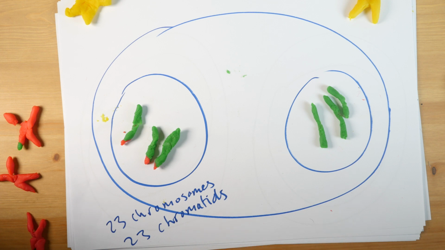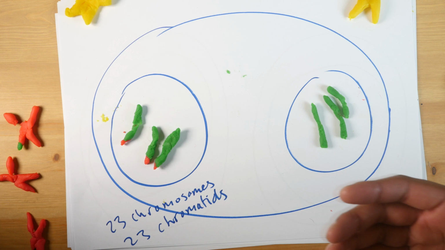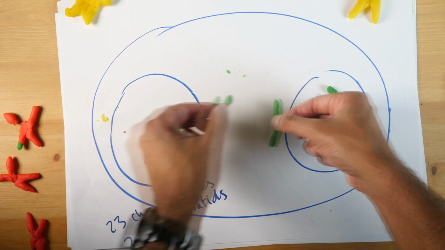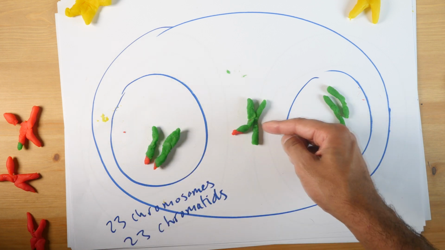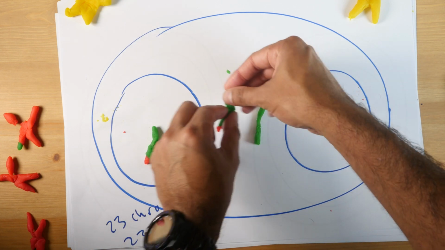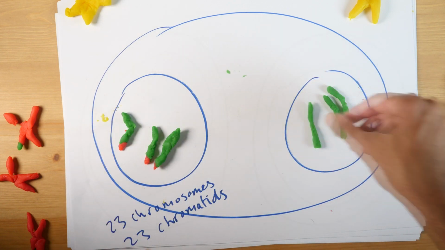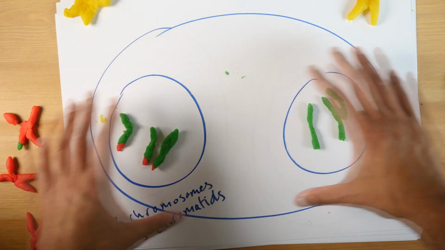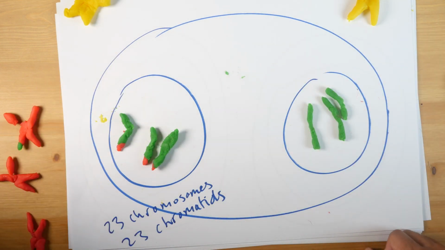The difference between meiosis 1 and meiosis 2 is that at the end of meiosis 1, you have 23 chromosomes, but because they're like this, it's 23 chromosomes with 46 chromatids, whereas it splits apart during meiosis 2. And then of course after this we have cytokinesis, which spreads it apart. You have distinct cells. That's about it for meiosis.